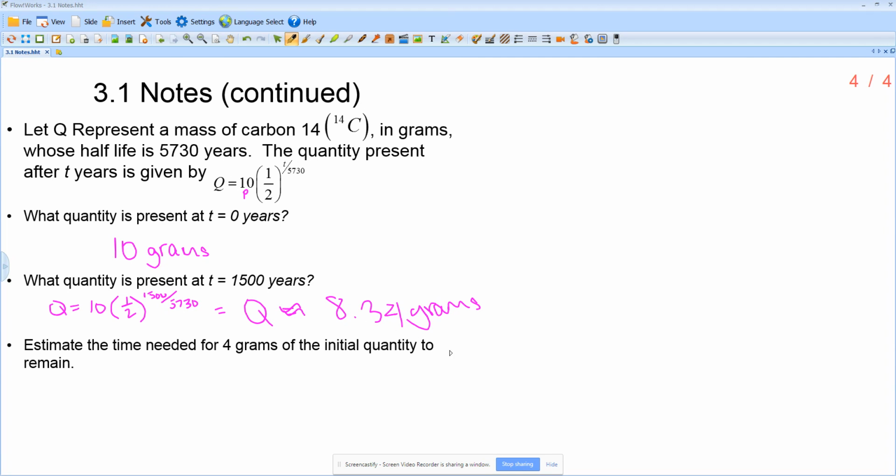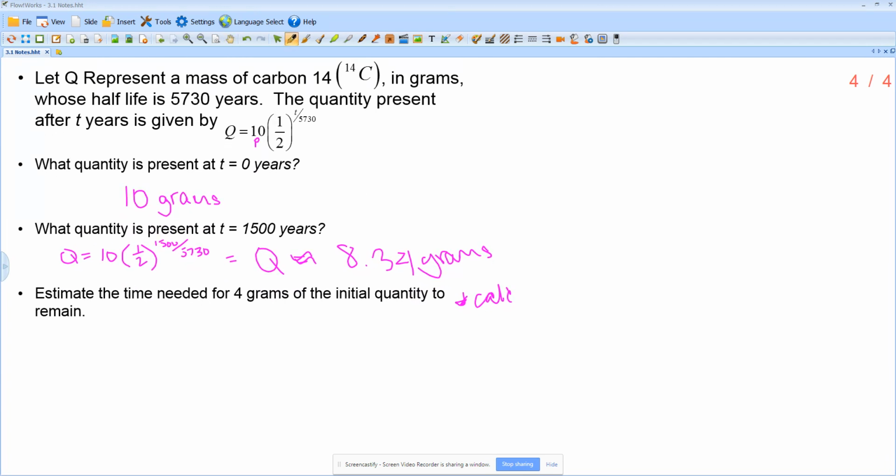Estimate the time needed for 4 grams of the initial quantity to remain. So this would be something that we would use our calculator for. I mean, obviously this is something that we used our calculator for, but it's using it in a different way that I might want to show you in class. So, you know, just a little friendly reminder. But what we want to know is, when are 4 grams going to remain? Well, Q represents the amount of grams remaining. So we'll have 4 is equal to 10 times 1/2 to the T over 5,730. And I'll tell you that this is T being approximately 7,000 years.